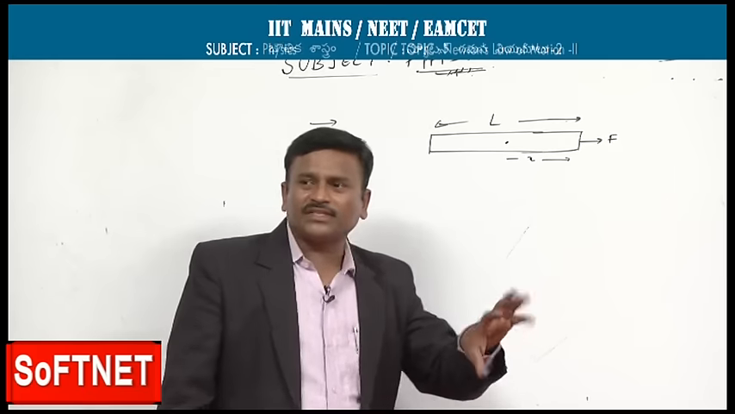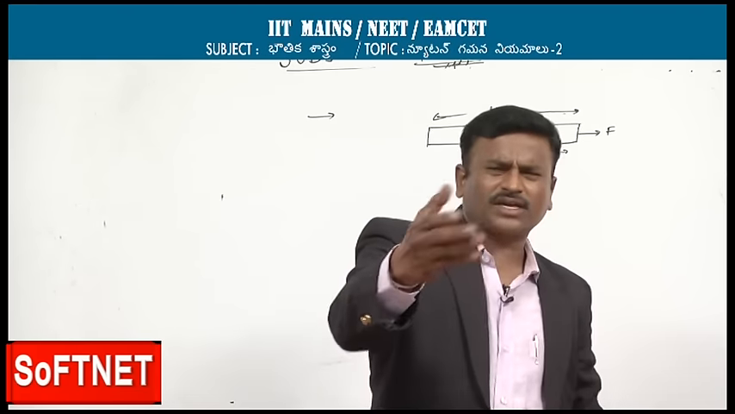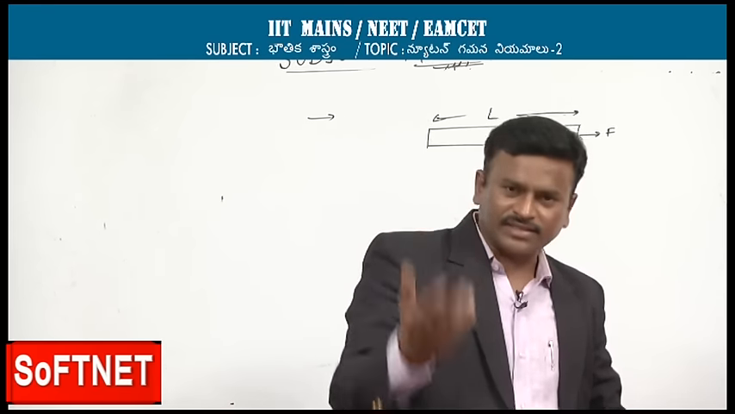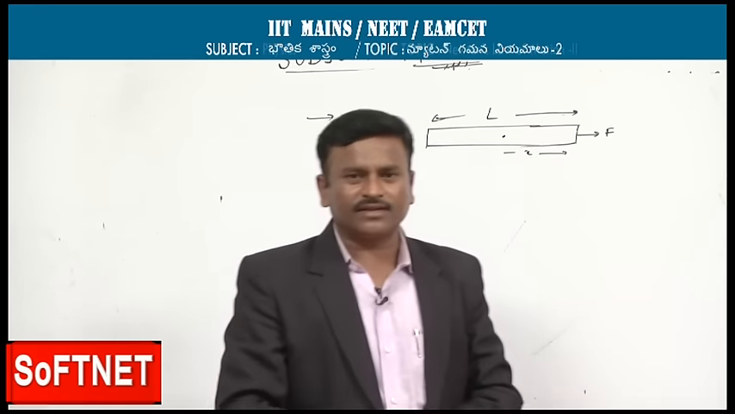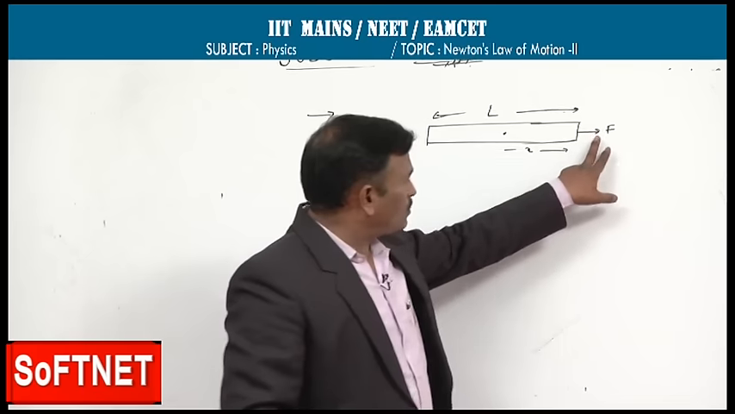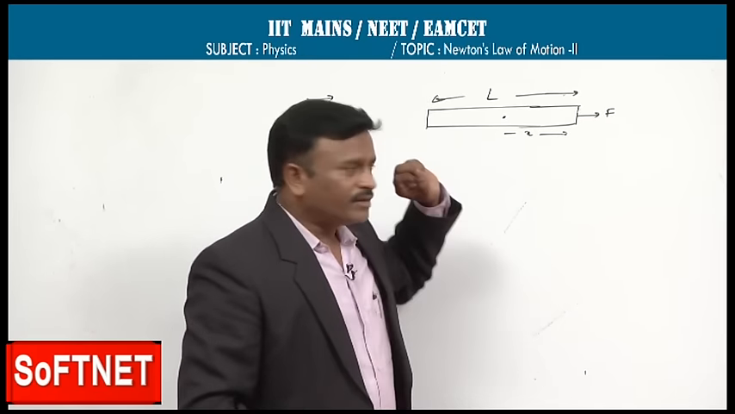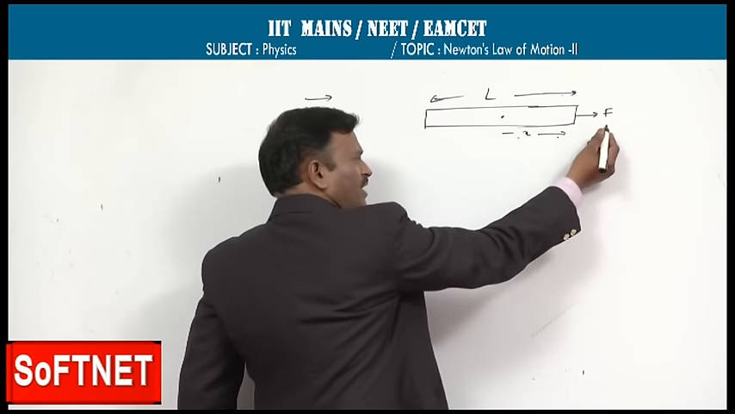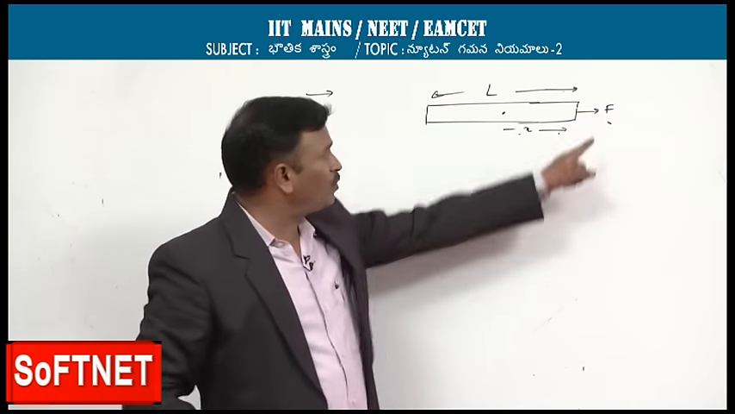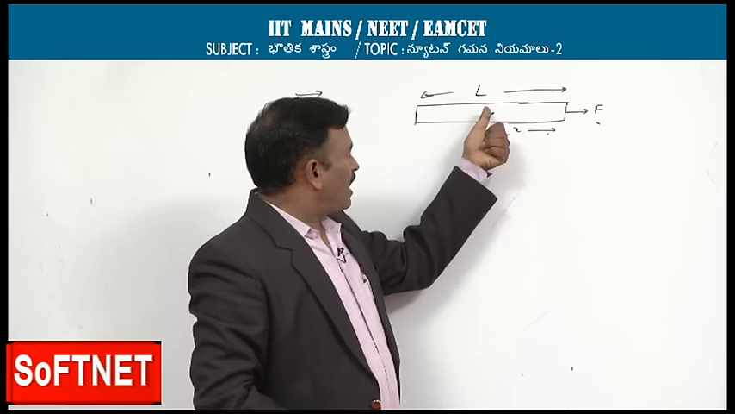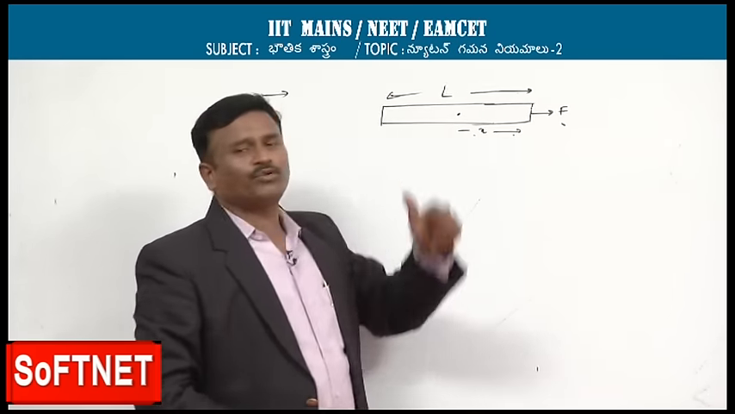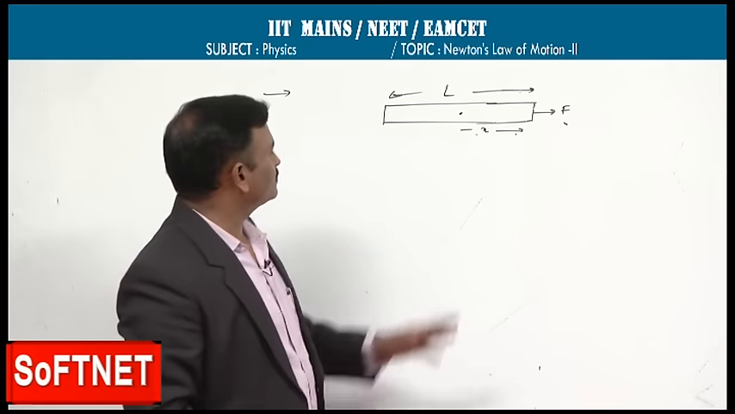So far we discussed the connected bodies. One body is connected to another body as the force is applied. What is the contact force? What is the resultant acceleration? Those things we discussed. But now when the force is applied at one end, at an x distance from the force applied end, what might be the tension acting on the rest of the portion of the block?